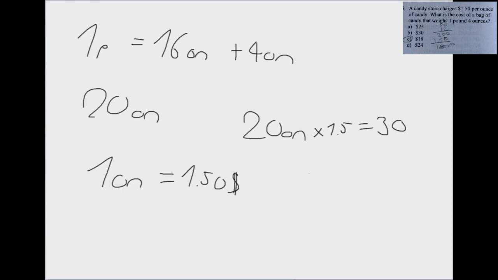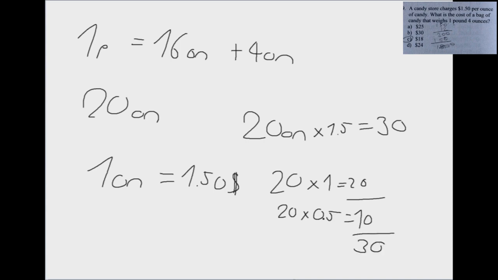Easier calculation, we have 20 times 1 is 20, and 20 times 0.5 is 10. And we just add 20 and 10 here, and we get 30. So the correct answer here is B, $30.